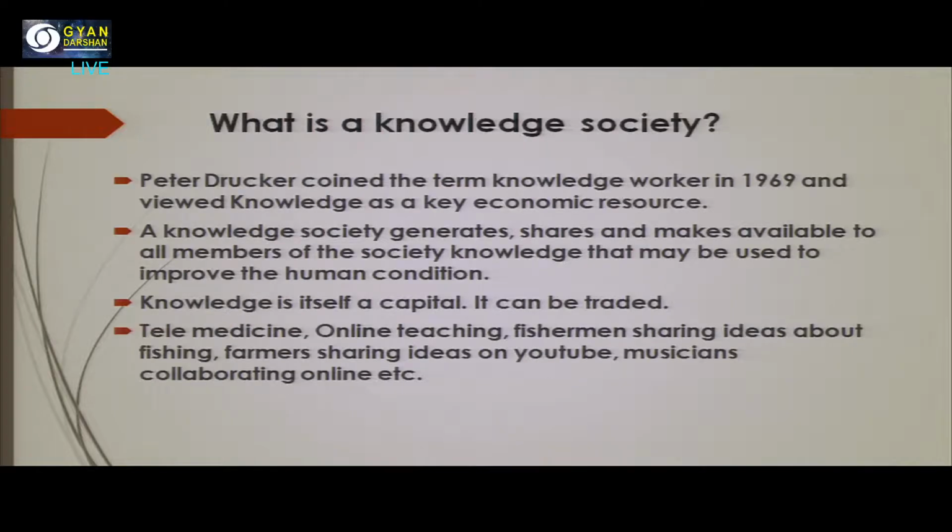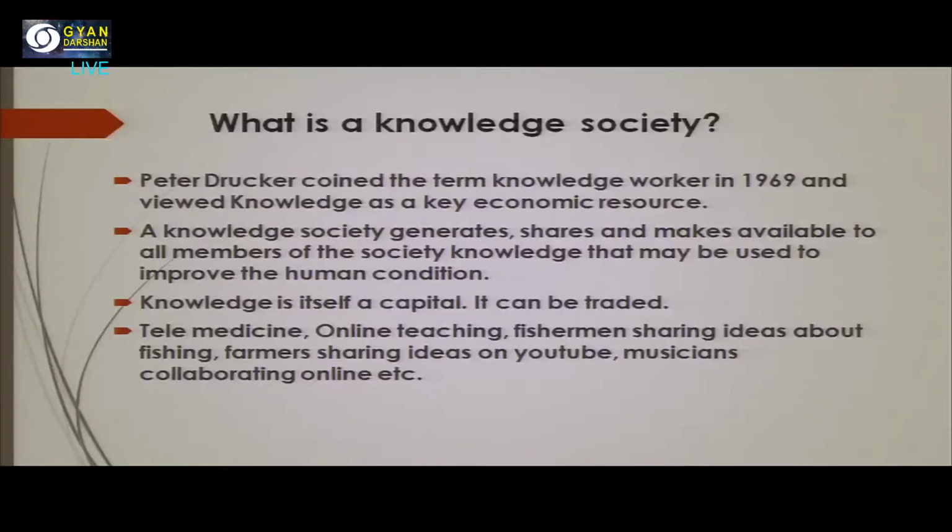We can see people can interact anywhere instantly. You have seen how the knowledge society is working. I'll be talking a little bit about knowledge society also. The term knowledge worker was coined by Peter Drucker, who is considered one of the management gurus. He coined this term in 1969, saying that knowledge is very important and will be the key economic resource.